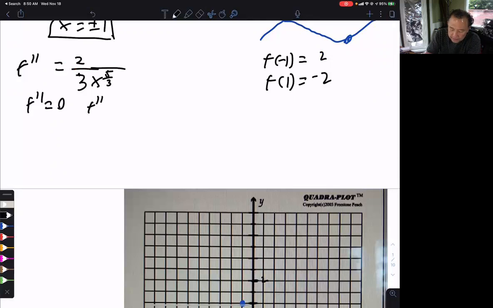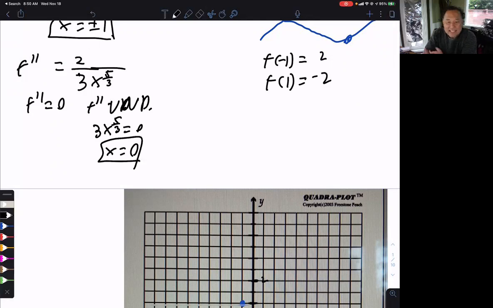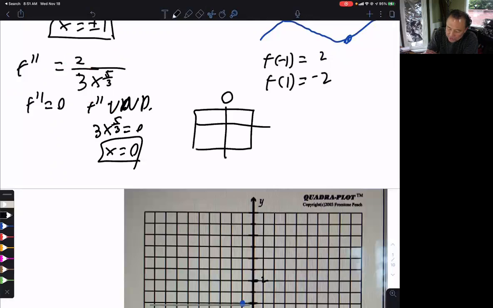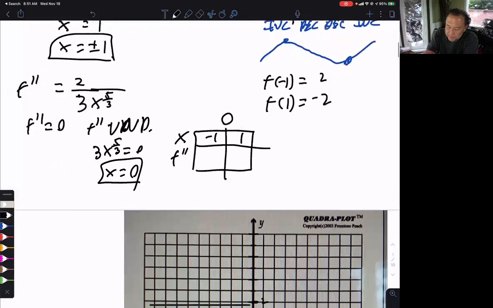Where's the second derivative undefined? That's when the denominator equals 0. And clearly that happens when x is 0. So that's the only place where concavity could change. So I'm going to check my second derivative to the left and to the right of that point. And this is pretty easy. Plug in negative. Negative to the 5th power is negative. Cube root is still negative. So negative. And that's going to be positive, because if you put a positive there, everything's positive.